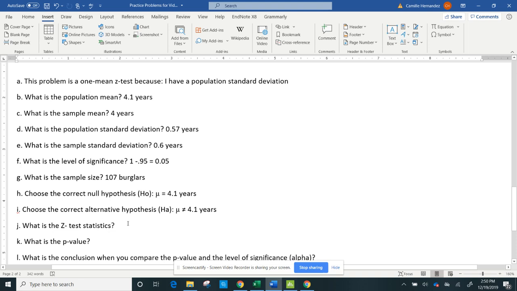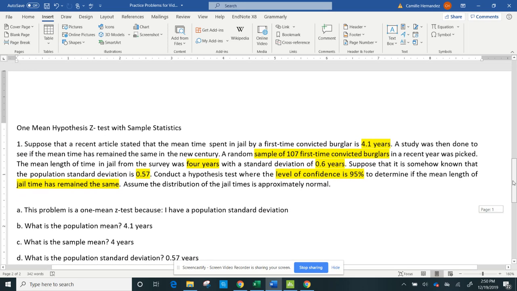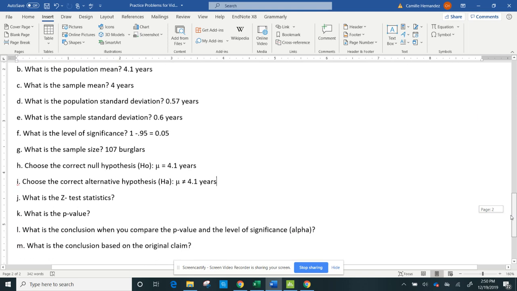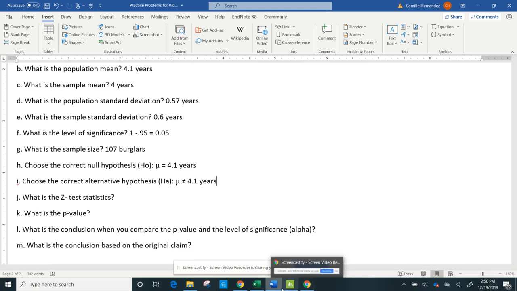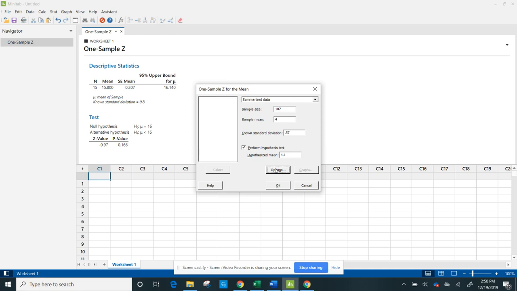I maybe gave you more information than you needed, but I'm trying to break it down so you see how I broke down everything, because I know a lot of people don't like word problems, and this is a way for me to help you get through these word problems. Okay. Going back to Minitab, my options.